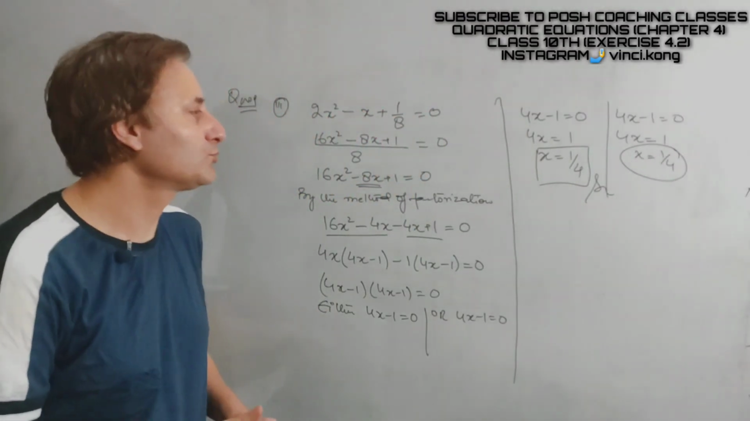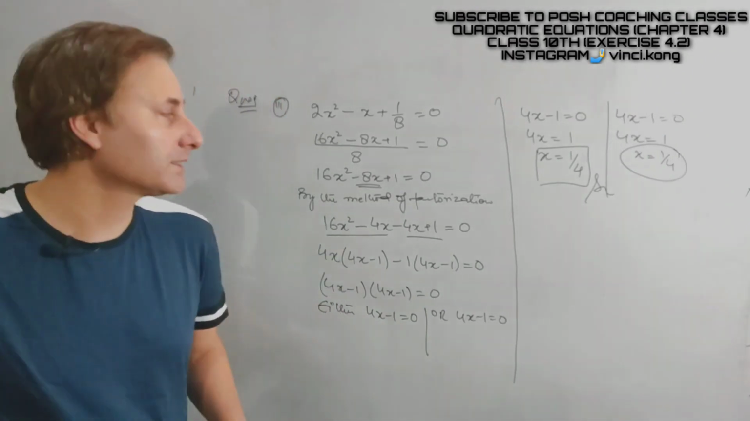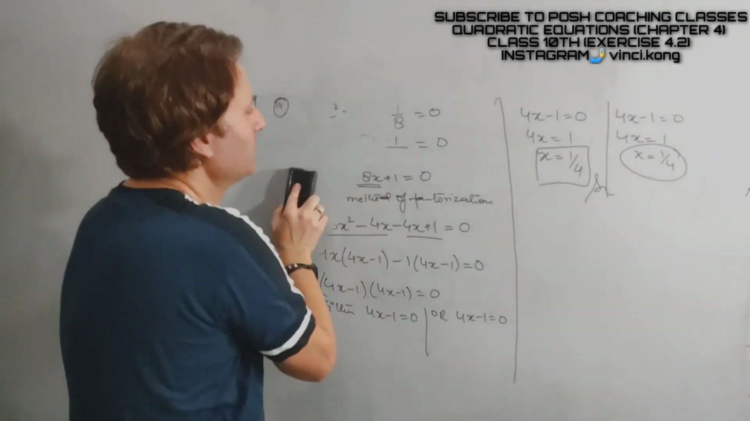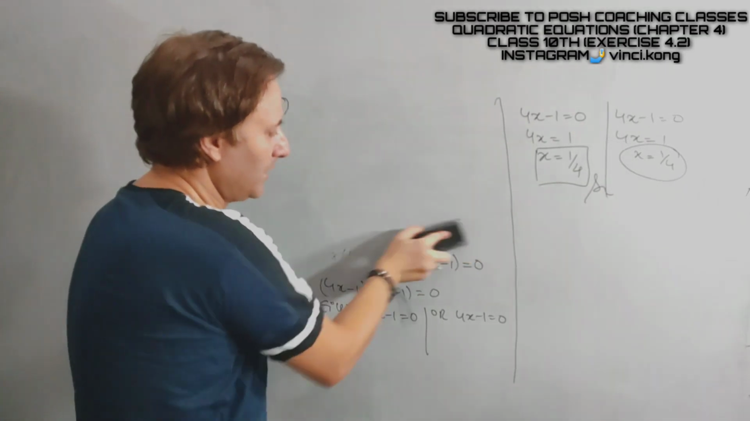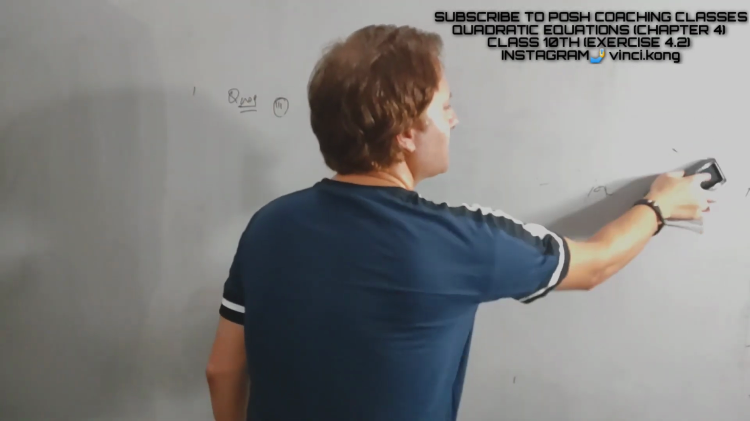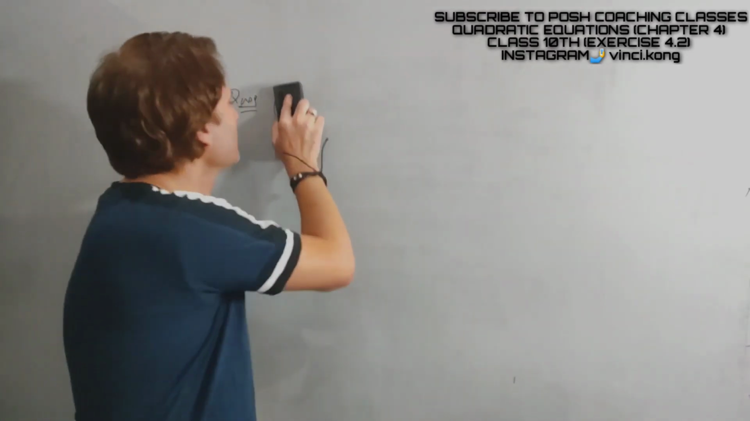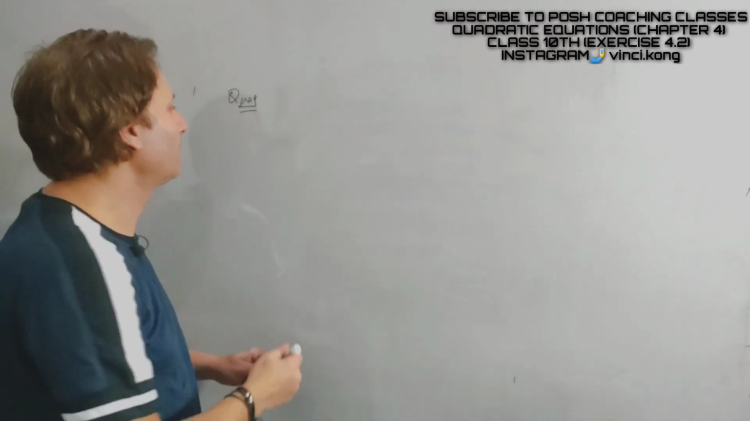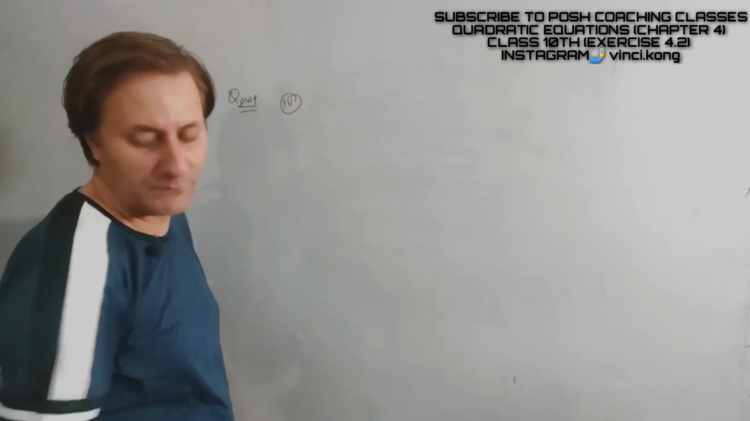And now we'll move to part number 4 of this question. I hope by now you are clear with factorization and the splitting method. So let's see what is part number 4 here. Part 4 says 100x squared.